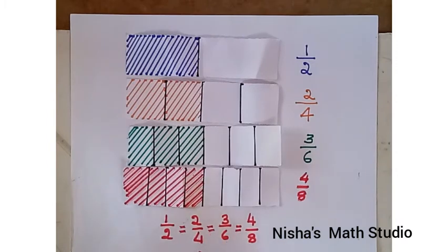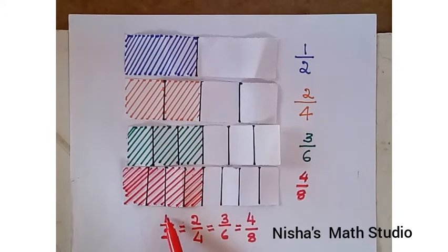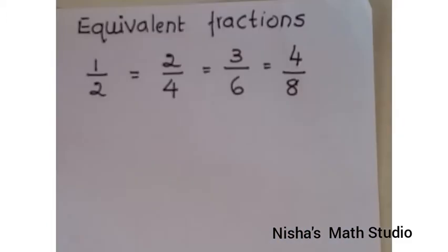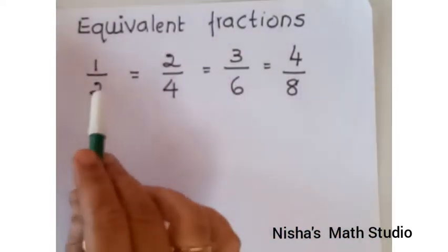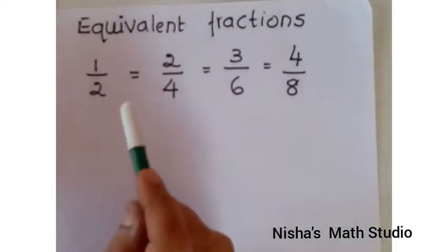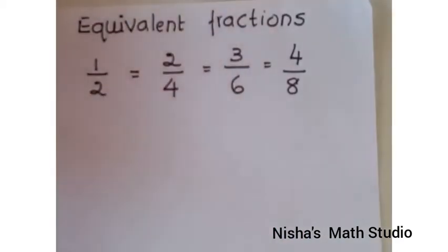Go back to your answer which you had written in the beginning of this video. I had asked you to compare 1 by 2 and 2 by 4. Now you can very easily say that 1 by 2 and 2 by 4 are equal. Now, what are equivalent fractions? The fractions which are equal in value are called equivalent fractions.